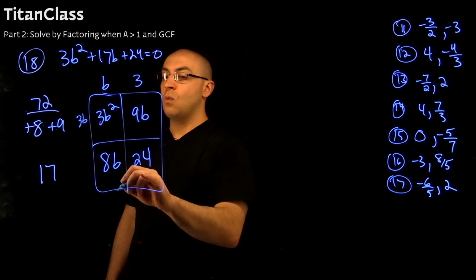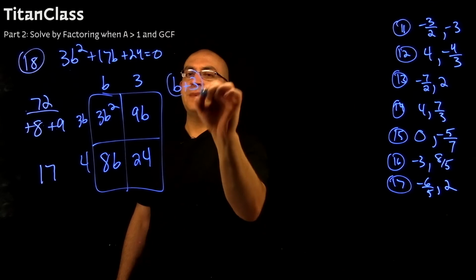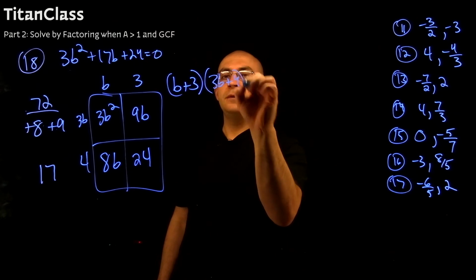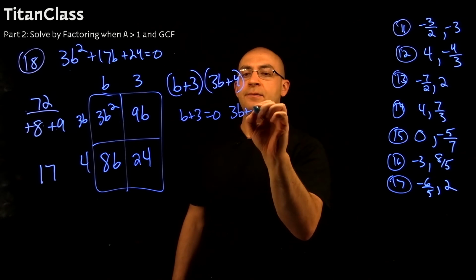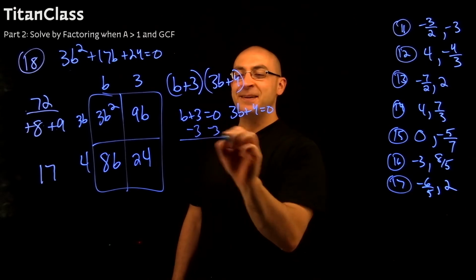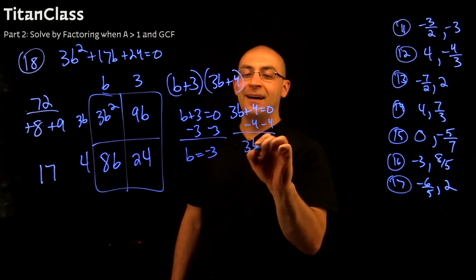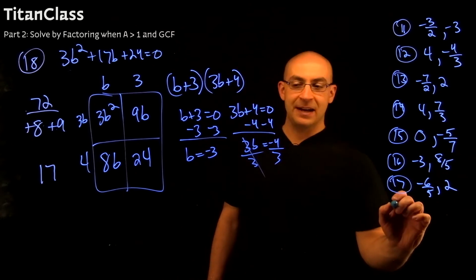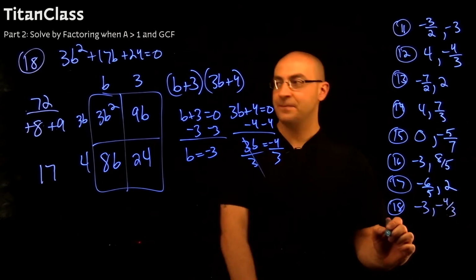3b, 4. Careful, this is a hard one. B plus 3, that was 2 tricky ones, right? And 3b plus 4, factors. B plus 3 equals 0. 3b plus 4 equals 0. Subtract 3 on both sides gives me b equals -3. And subtract 4. 3b equals -4. Divide by 3 on both sides. And we have our answers. For number 18, -3 and -4/3. All right?